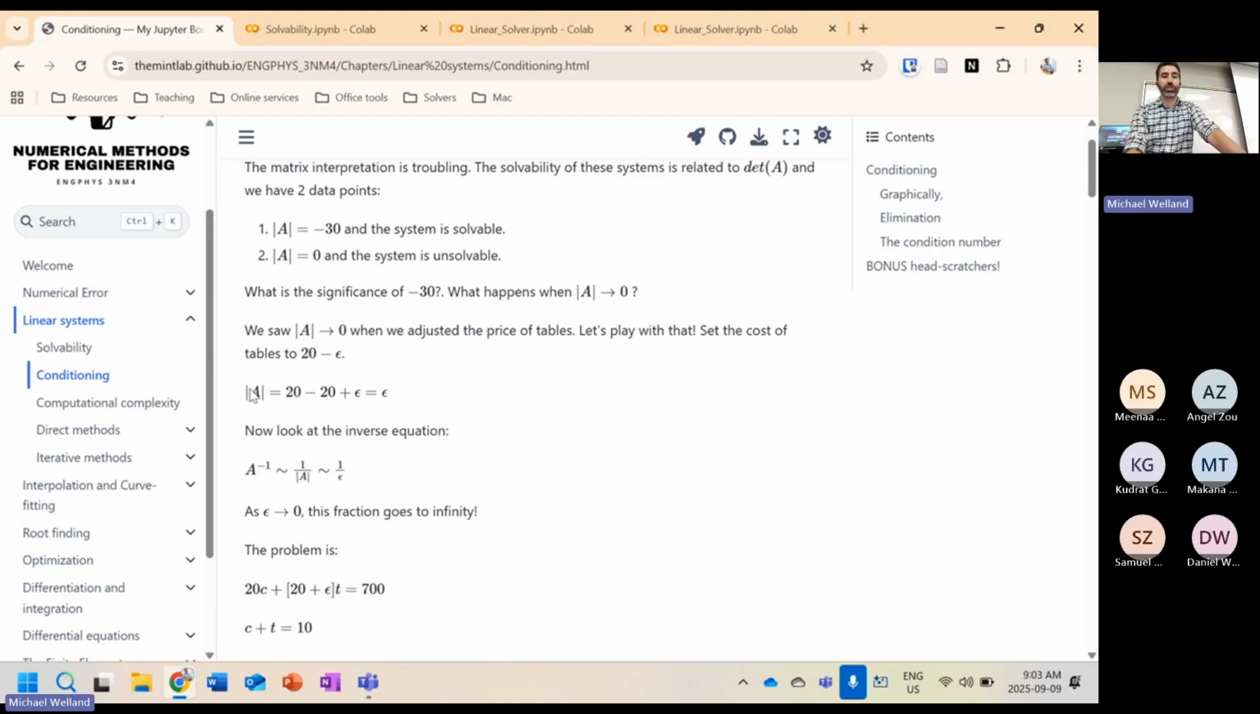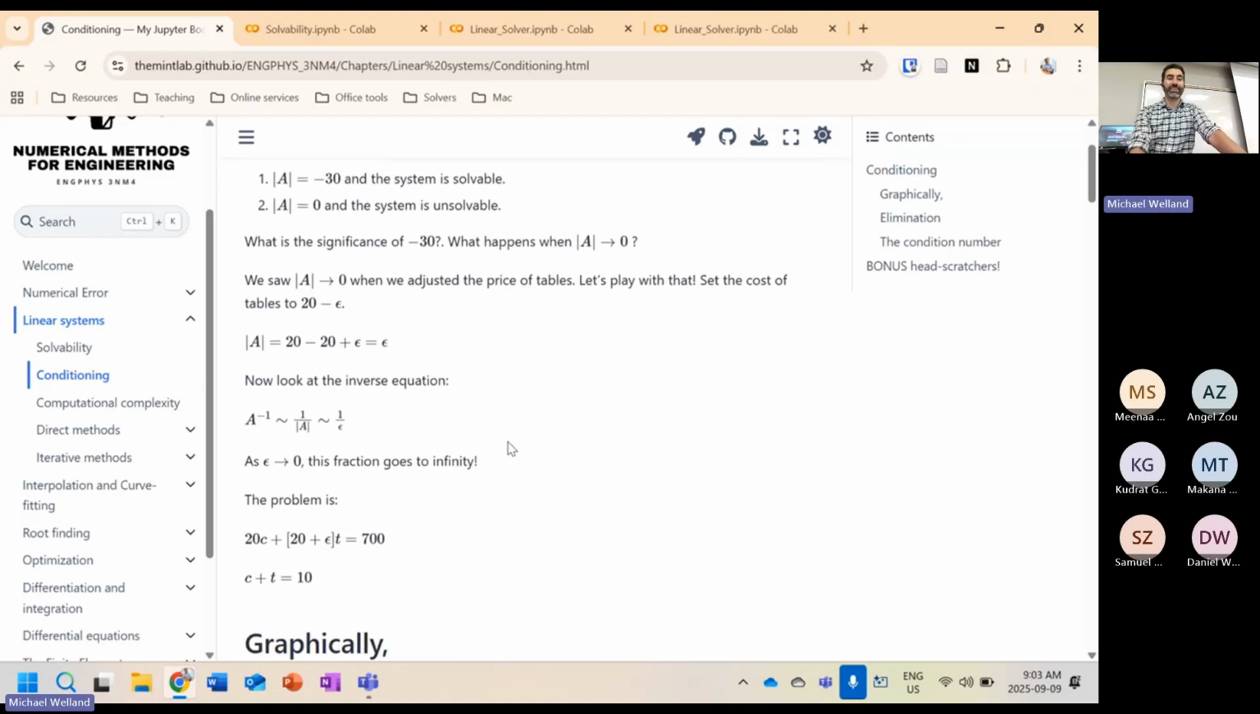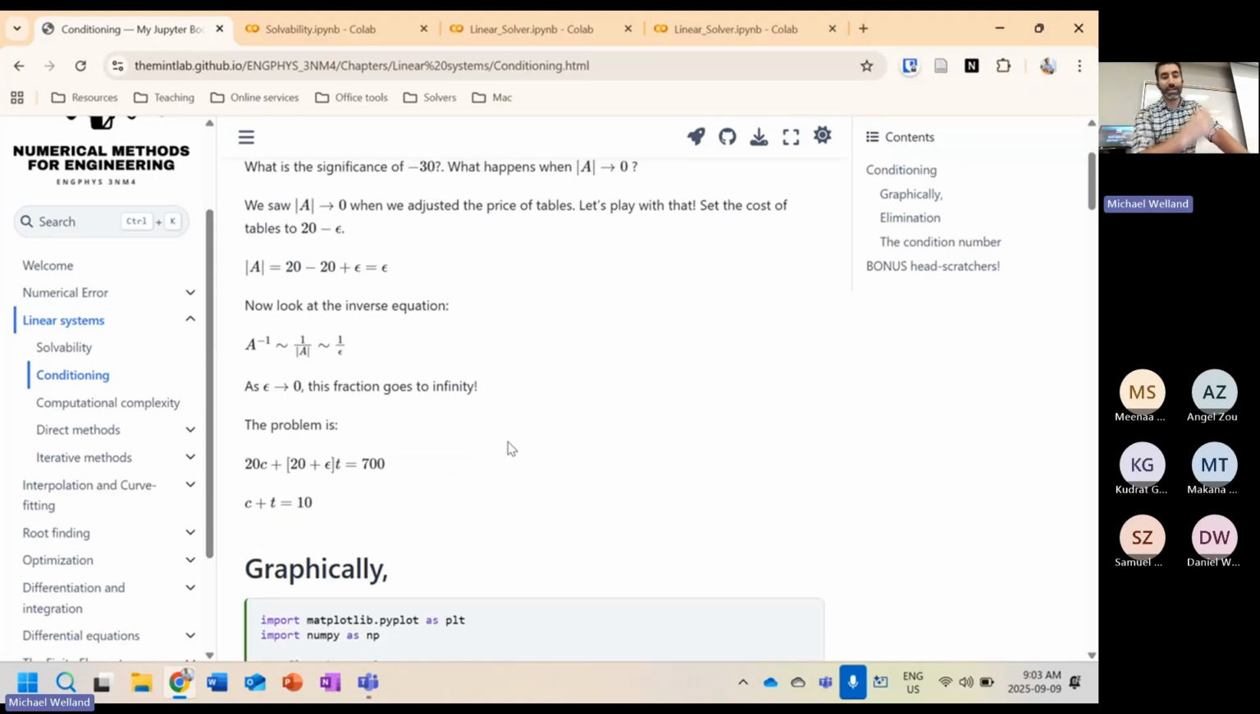What you're going to find is that your determinant is actually equal to epsilon. If you don't believe me, just go through the math and you'll see it come out. I don't have time to do it here. So as epsilon goes to 0, as you get to 20, which is the point where those two lines depend on each other, they're parallel, they depend on each other. You can no longer solve this problem.